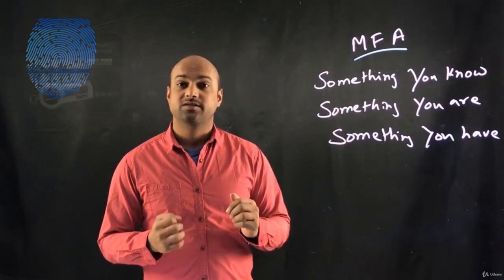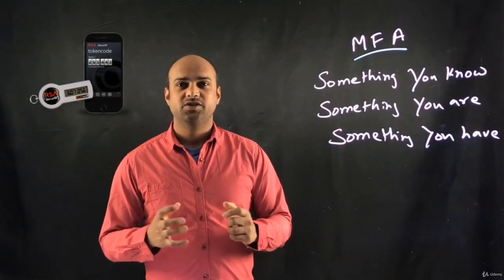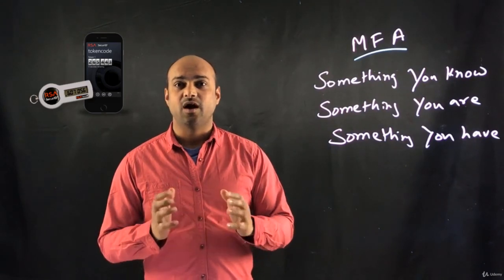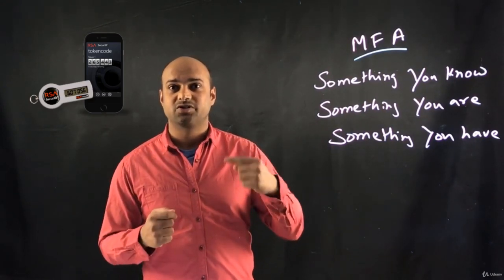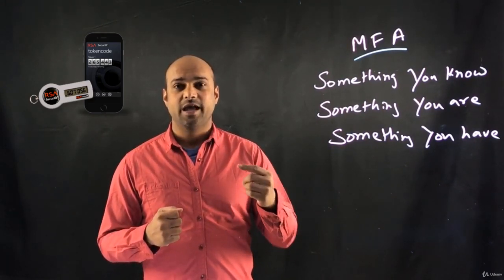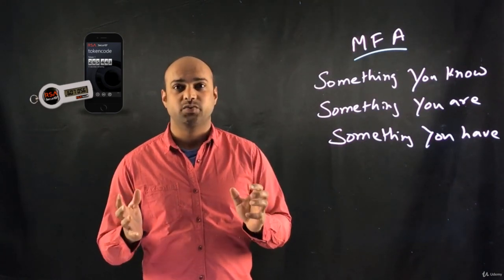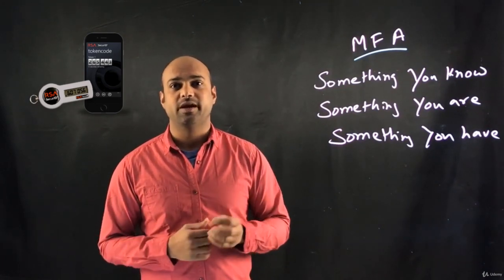The third one is something that you have. Traditionally, we used to use devices like RSA tokens, where you had a number ticking on it every 30 seconds, and you would use that number as a password. So there's an algorithm running behind the scenes.